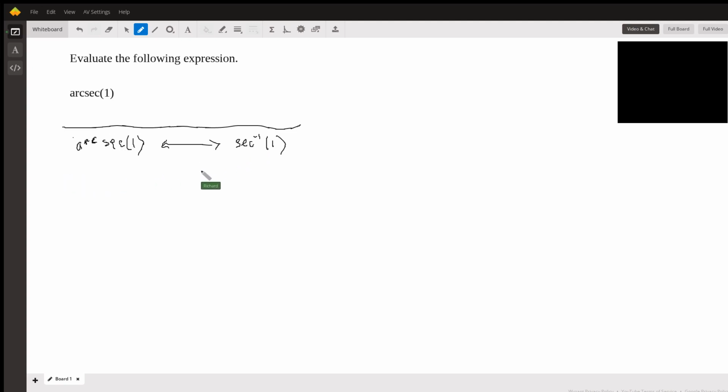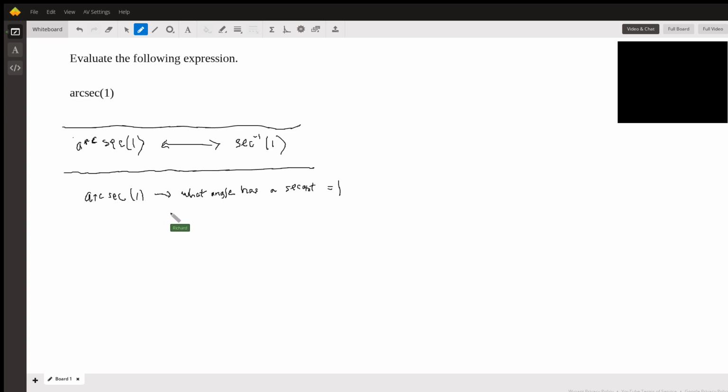or perhaps the student doesn't understand what this really means. It just means you want an angle. So the arcsecant of 1 means what angle has a secant equal to 1. That's all it's asking.